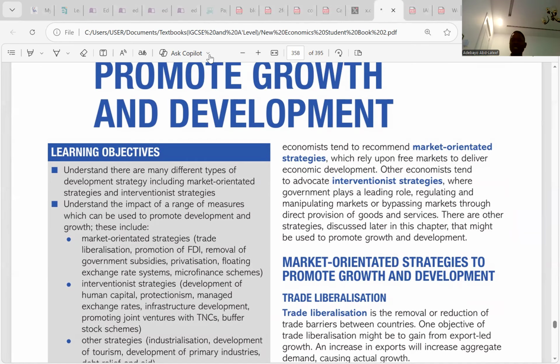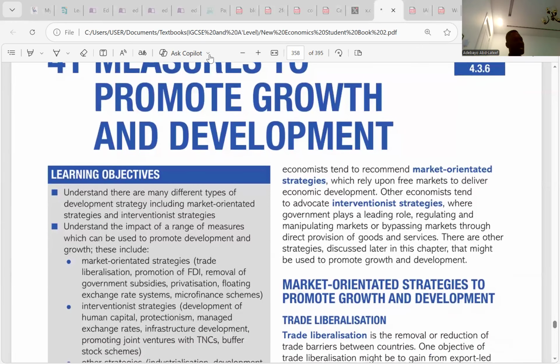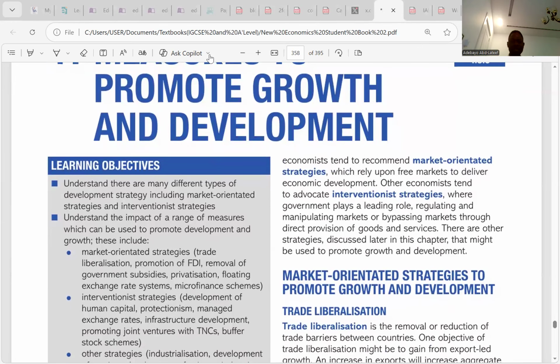So the lesson is about measures to promote growth and development. To promote growth and development, we need different opinions. We need different strategies. And the most recognized strategies are interventionist strategies and the market-oriented strategies. And when we talk about the market-oriented strategies, we are simply talking about the free market. So it simply means the development and growth of that economy is mostly relying on individuals and private firms to come out with solutions on how the economy will develop and grow.